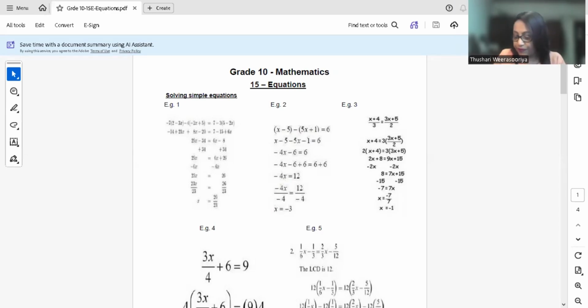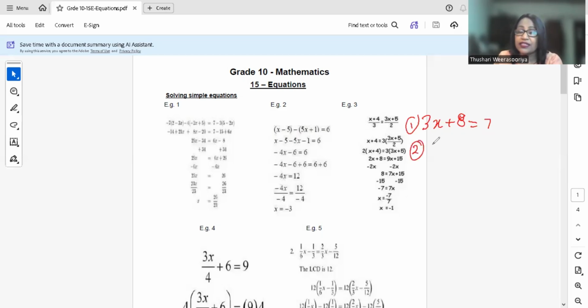The first type is simple equations. For an example, for simple equation, we'll take 3x plus 8 equals 7. That is the first type of equation. I said infinity number of types of equations are there.